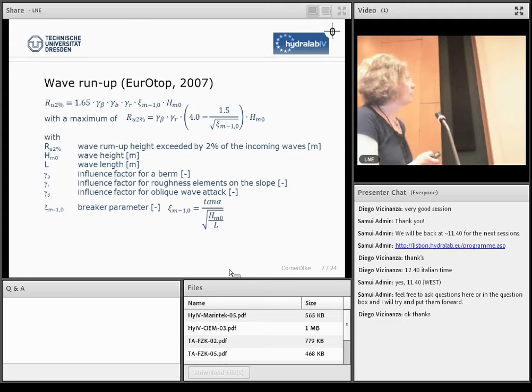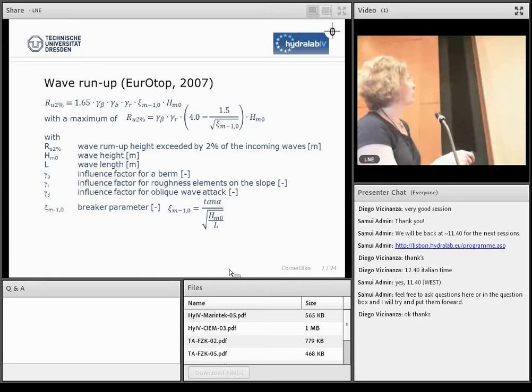And as you see in the first formula, our influence parameter gamma beta, which describes the influence of oblique wave attack, is a factor in the formula, so we can determine this factor if we calculate the ratio of the run-up height in case of oblique wave attack to the run-up height in case of perpendicular wave attack. The other influence parameters were not considered. We had no berm or no roughness elements on our slope.